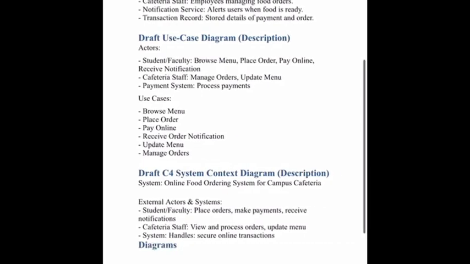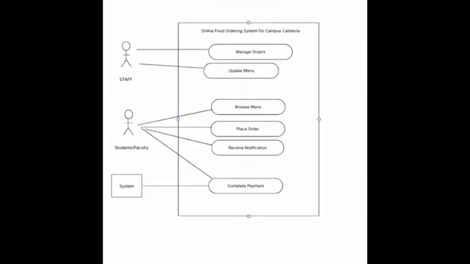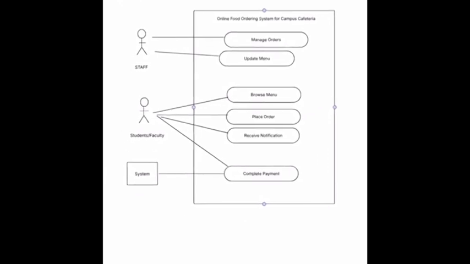In this slide, we are showing our use case diagram, the interaction between users, cafeteria staff, and the payment system, and the C4 system context diagram to show how the system fits within the university environment. This system will modernize the campus cafeteria and significantly improve the student experience. And as you see here, this is the use case diagram that shows the main actors with their roles in each stage.